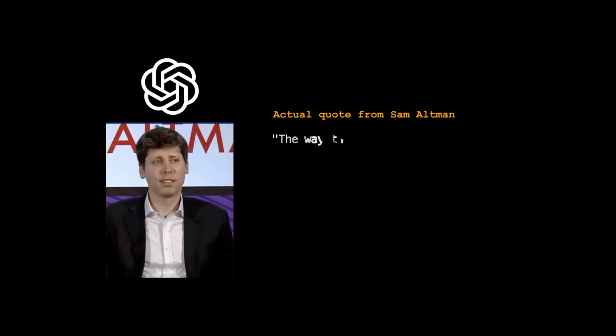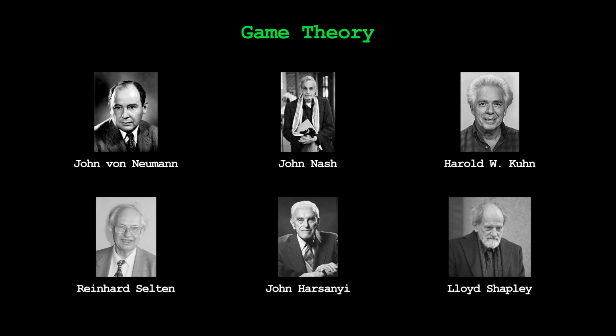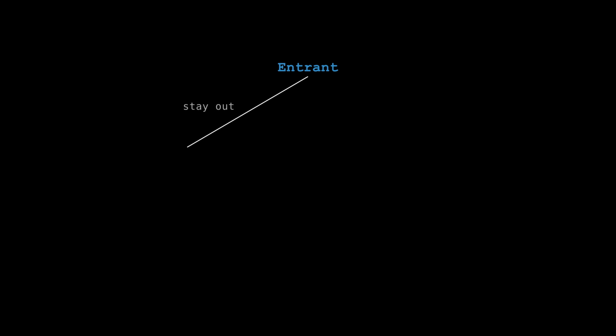When a big first mover company tells you it's hopeless to compete with them, how would you reason about that decision? Game theory helps us model strategic interaction. Here, we can use an extensive form game between 2 players, an entrant and an incumbent. The entrant moves first and decides whether to enter the market.